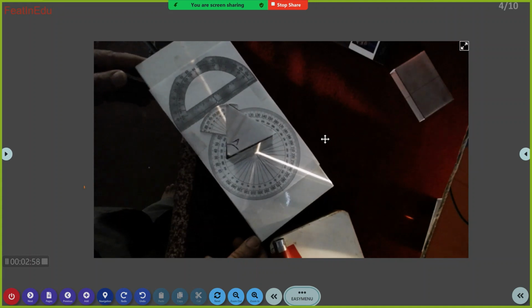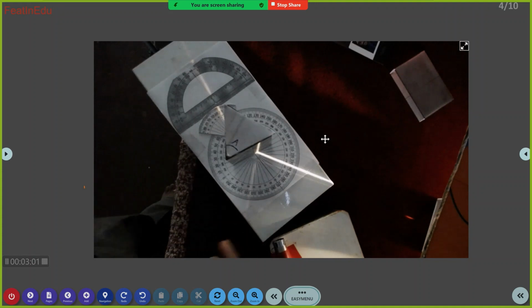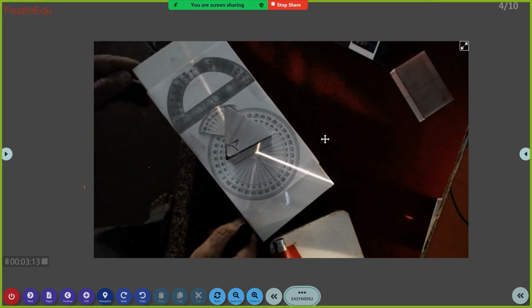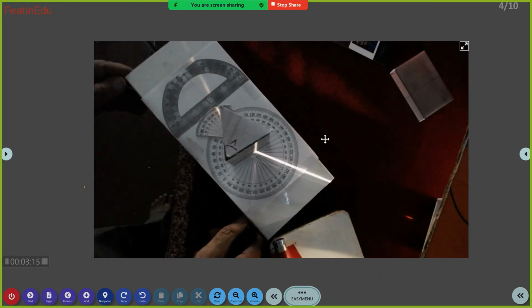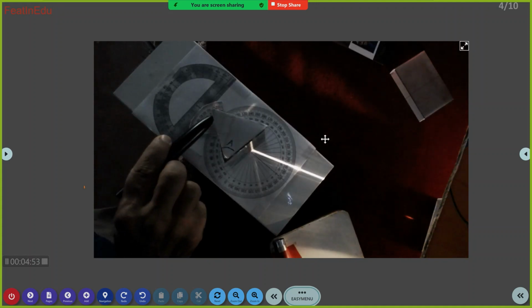Now I can gently change the angle of incidence. See, I'm changing the angle of incidence here. As I'm changing the angle of incidence, you saw that the refracted ray also changed, right? And I'm bringing the angle equal to C, the critical angle. So I'm making the angle equal to C. You can see this one, right?